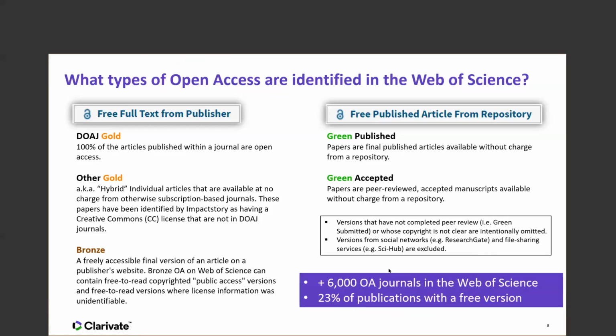We only take as a source for open access everything that is coming from a paywall, so content that is fulfilling the copyrights. You see here the number of journals that is representing right now, and the percentage of publications in the Web of Science. Almost a quarter of the content now is free of access.